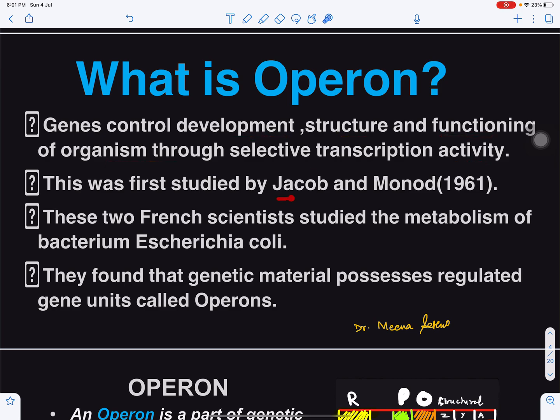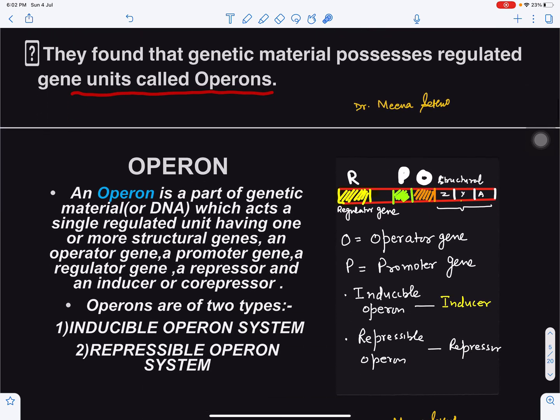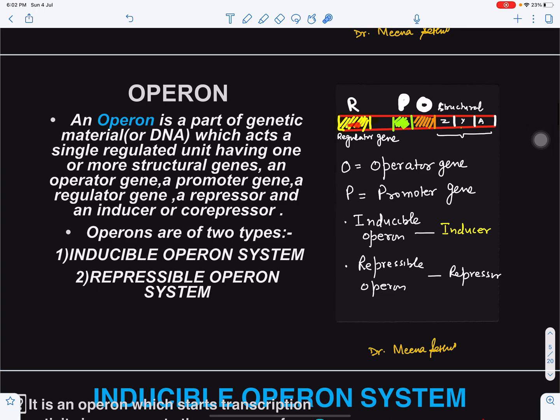Now this was studied by Jacob and Monod in 1961. They are French scientists, and they were studying the metabolism of Escherichia coli bacteria. They were studying lactose metabolism of Escherichia coli, and they found during that study that the genetic material or DNA of Escherichia coli possesses gene units called operon. Now what is an operon? You can see here, this is the DNA unit. It has a regulator gene, promoter gene, operator gene, and these are the structural genes.